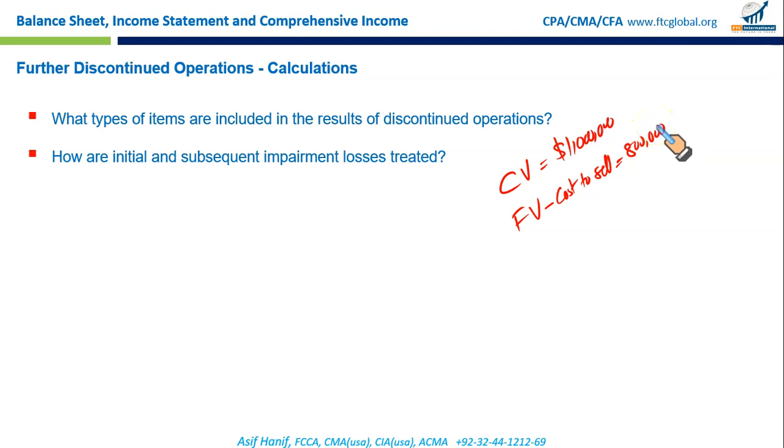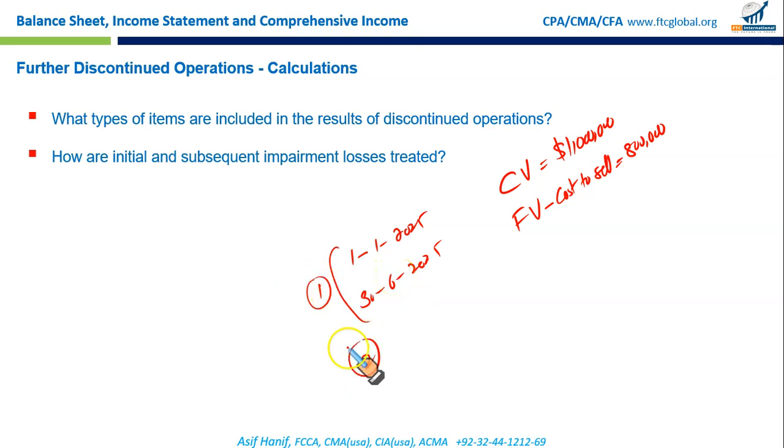So then there are three types of items to be reported. First, it might have continued operating from 1st of January 2025 to maybe 30th of June 2025, let's say. So the result of these 6 months, the normal operating result of this electronic division up to the point of disposal. This is the first part, result of operations.